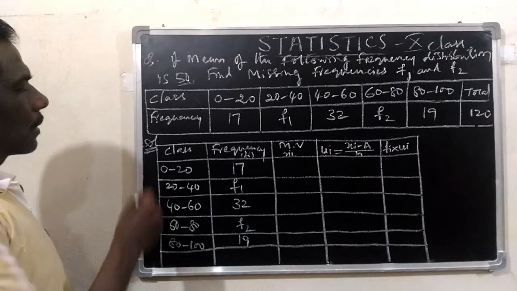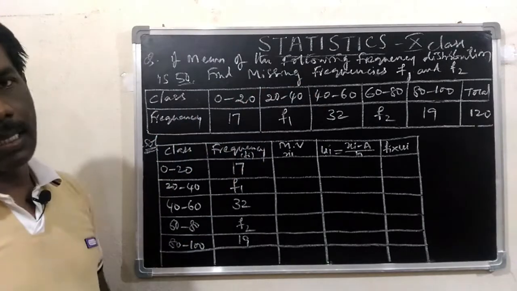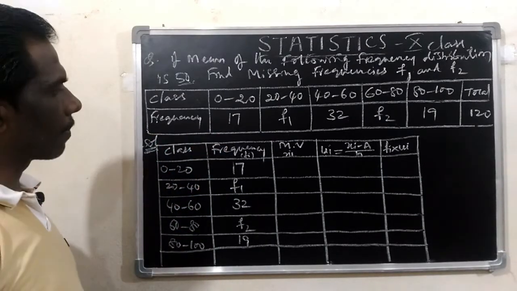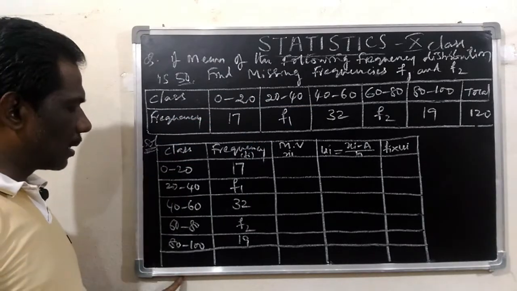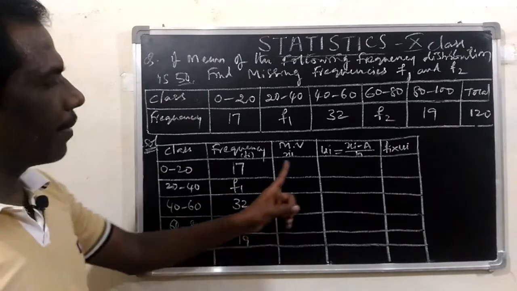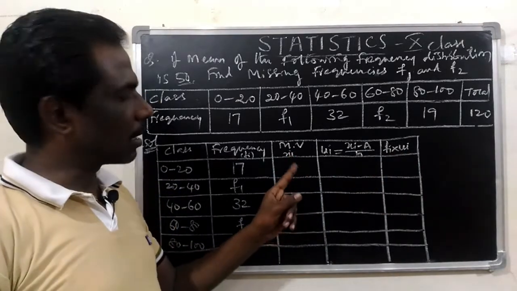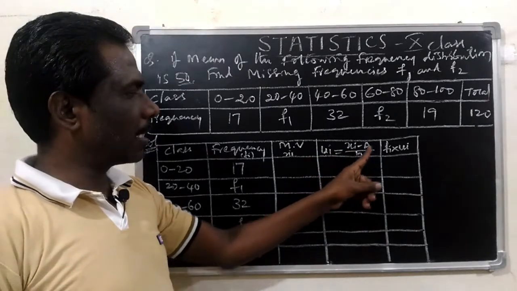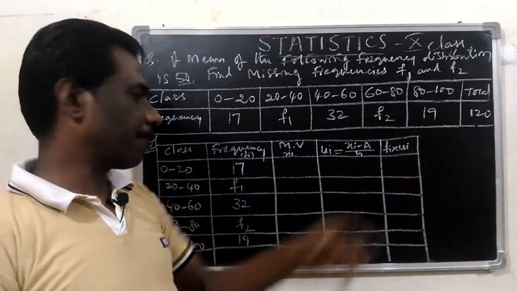Now, in the solution, I am writing these horizontal values vertically. The first one is class and the second one is what? Frequency. And newly I have prepared 3 columns. The first one is the mid value, that is xi, and next ui, which we get by xi minus a by h, and the third one is fi into ui.